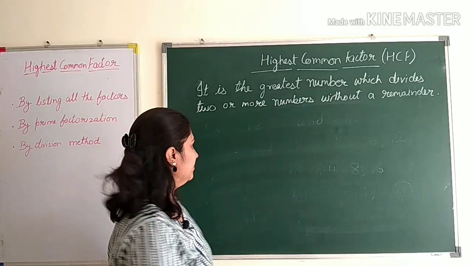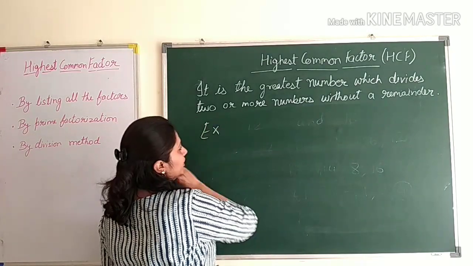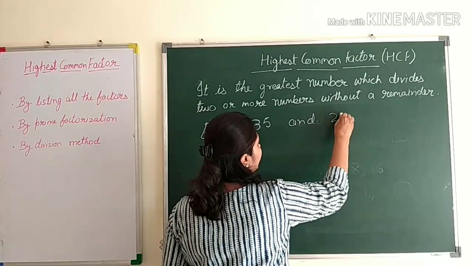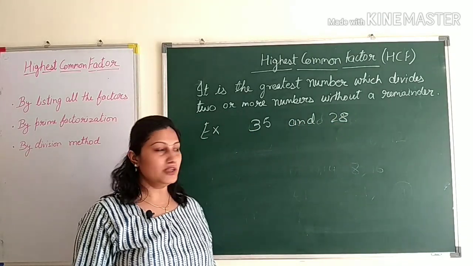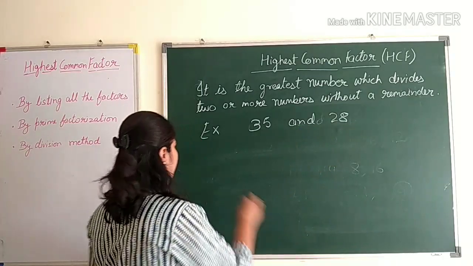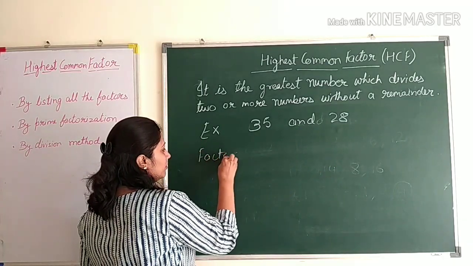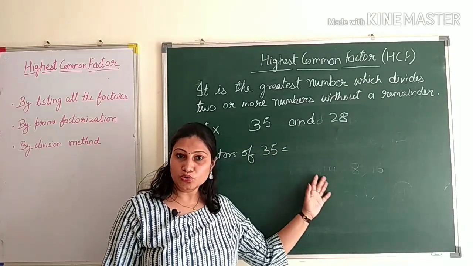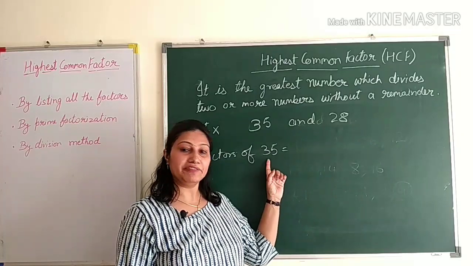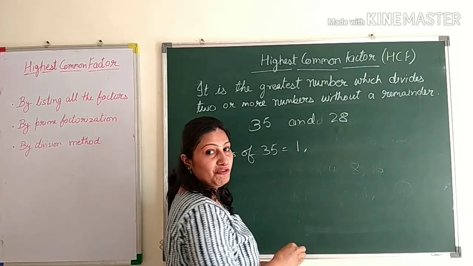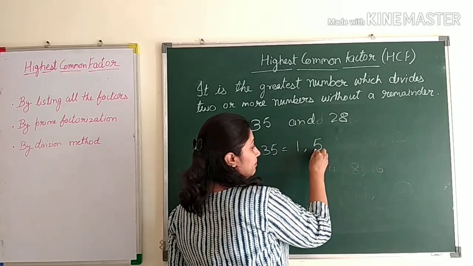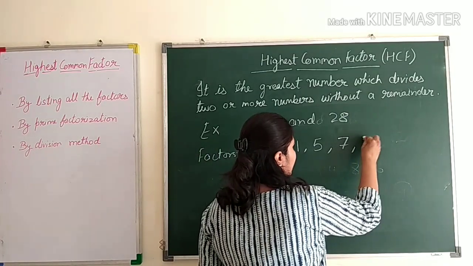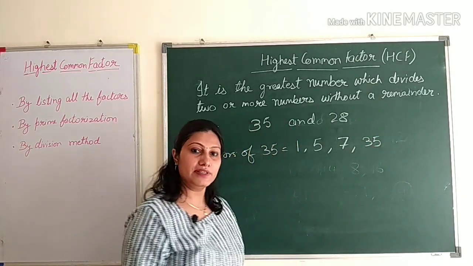Let's see one more example. I am taking new numbers, number 35 and 28. Now again you have to draw the factors of these two numbers. So what will be the factors of 35? It means you have to find all those numbers in which table 35 comes. 35 comes in the table of 1, 35 comes in the table of 5, 35 comes in the table of 7, and you can see 35 comes in the table of 35 itself.